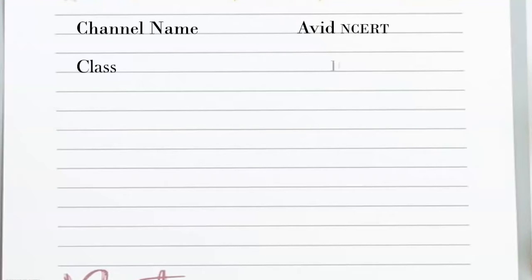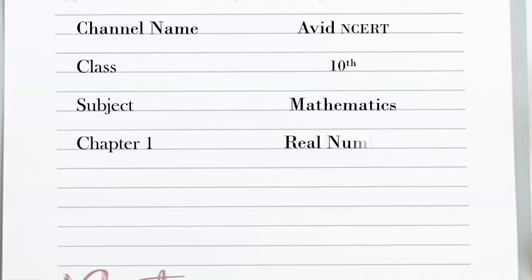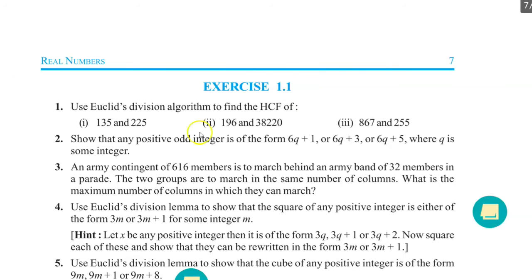This is Geeta. This session is for class 10 mathematics, chapter 1 real numbers. Today we will be discussing exercise 1.1 starting from page number 7. So in exercise 1.1 we have completed this sum and the second sum was also completed.